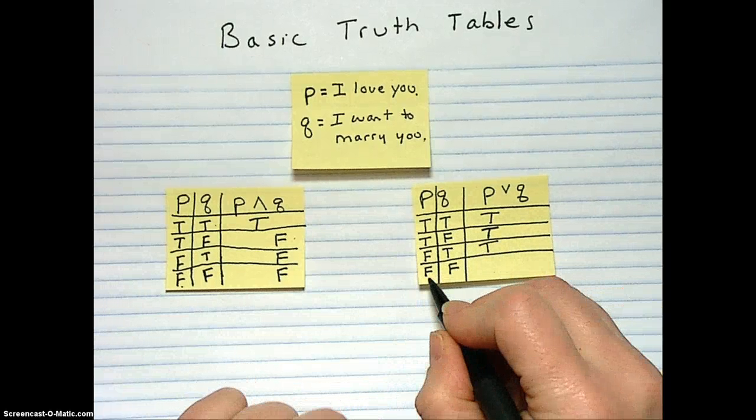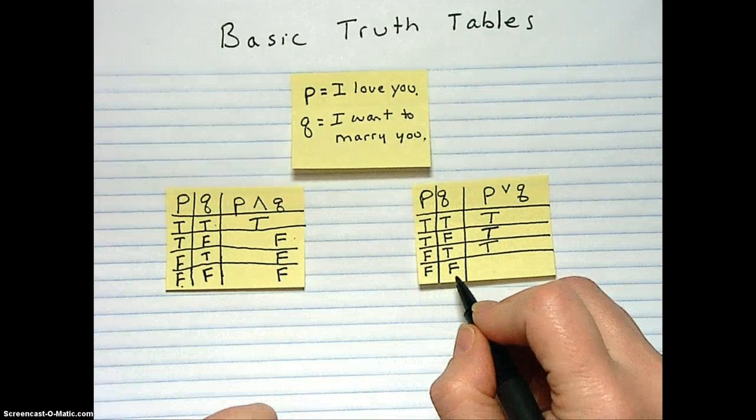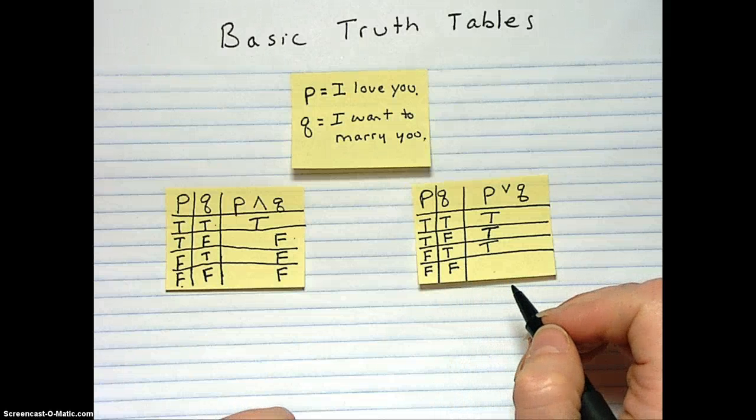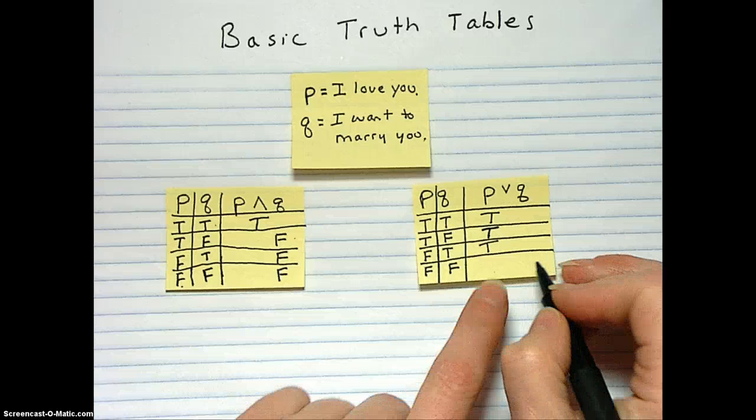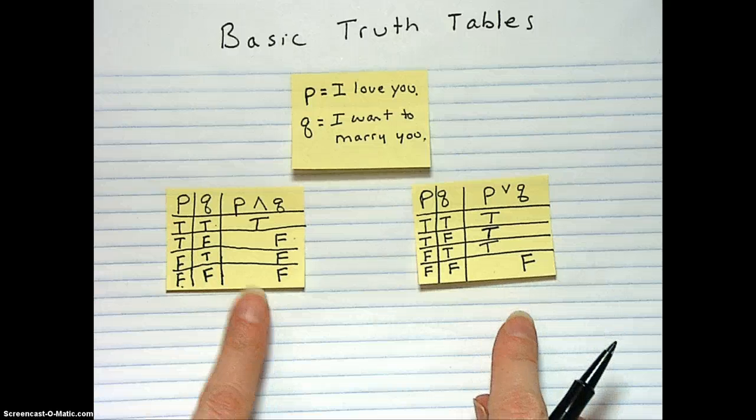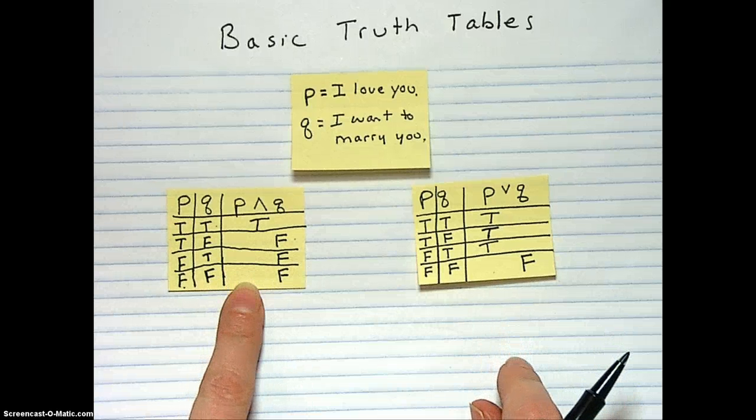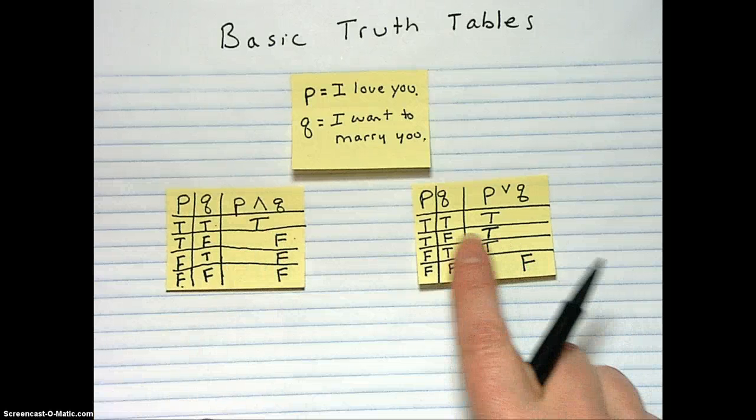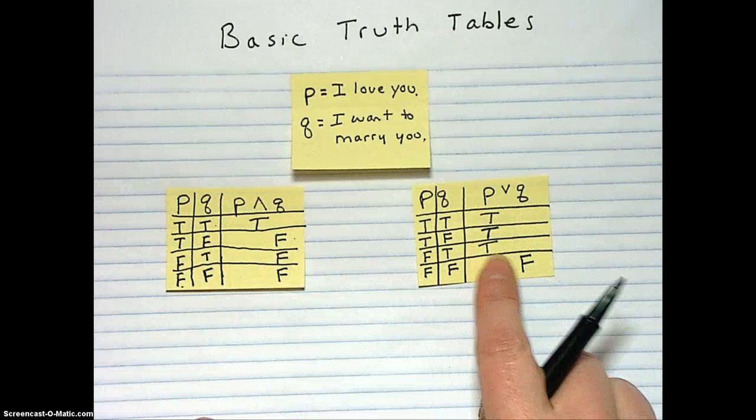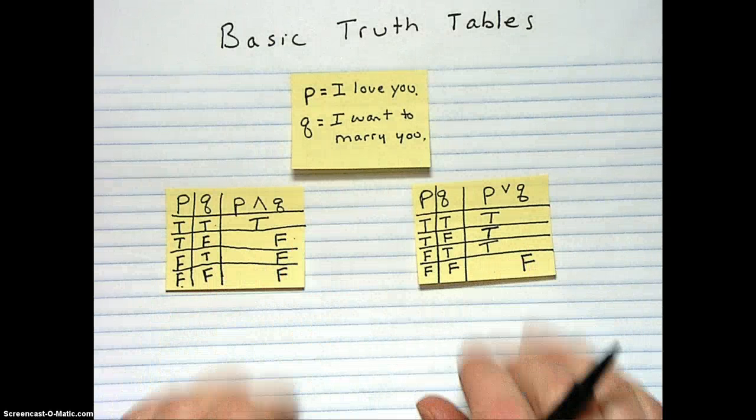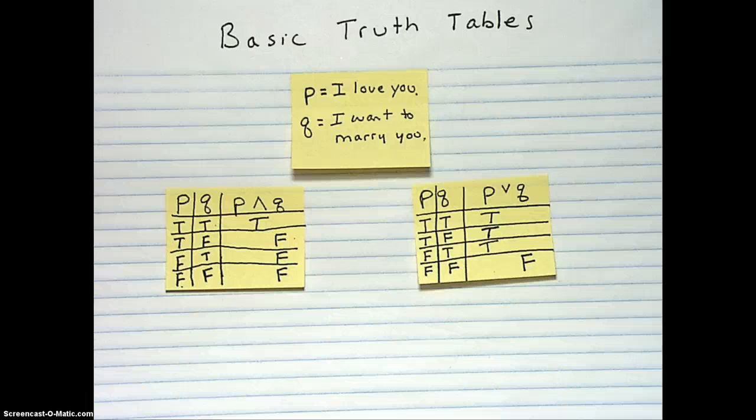Okay. They love you? No. They want to marry you? No. Okay. So when they said "I love you or I want to marry you," were they telling the truth? No. So this one's false. So these two are kind of opposites in that when you say and, there's only one way it can be true, when they're both true. And when you say or, there's a bunch of ways they can be true and only one way it can be false. So from these two basic things, we're going to move into bigger truth tables.